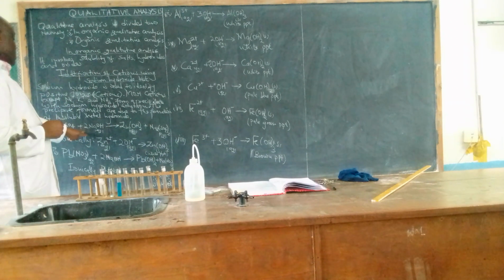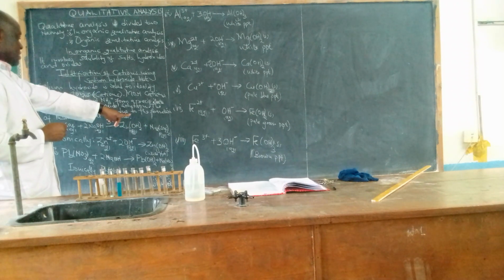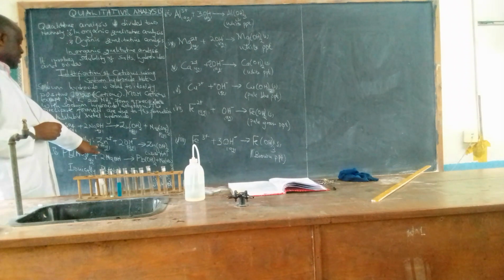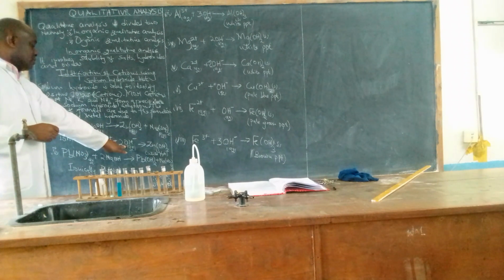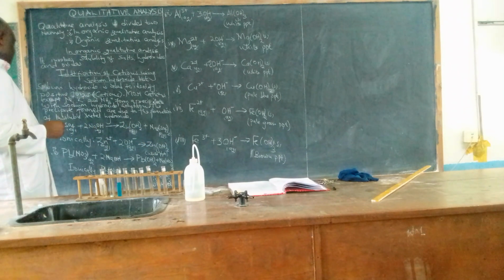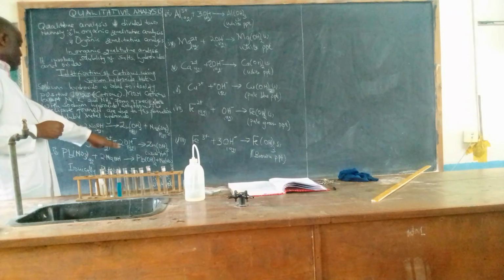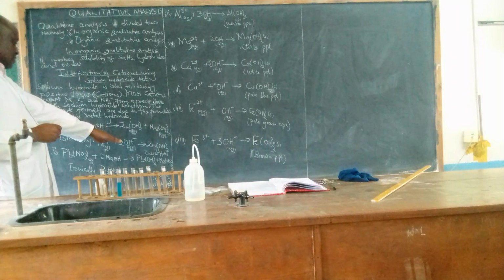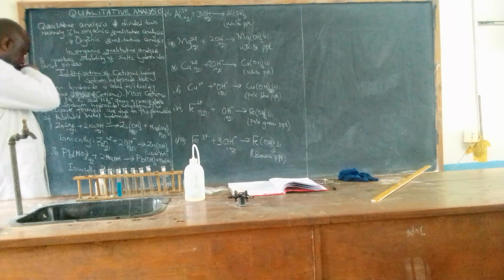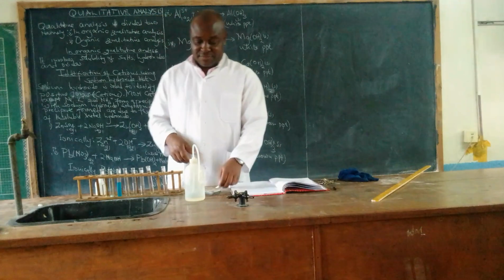Zinc sulfate, when it's combined with the sodium hydroxide, forms zinc hydroxide plus sodium sulfate. Ionically, it is written as zinc ion and hydroxyl ions to form zinc hydroxide. Lead nitrate combined with sodium hydroxide forms lead hydroxide plus sodium nitrate. Ionically, it is also written like this. So let us start.